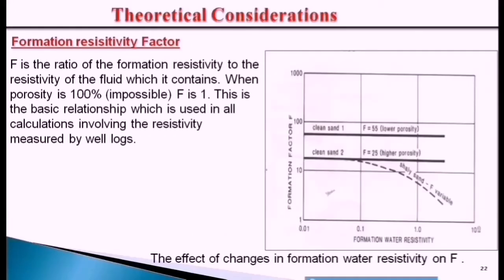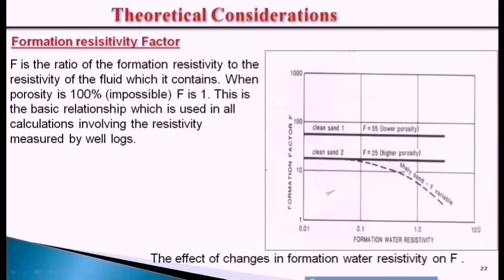The formation factor is the ratio of the formation resistivity, as we saw in the previous slide, to the resistivity of the fluid which it contains. When porosity is equal to 100%, which is impossible in the subsurface, F is equal to 1. This is the basic relationship which is used in all calculations involving resistivity measurements by well logs.